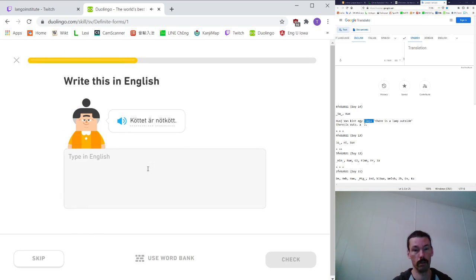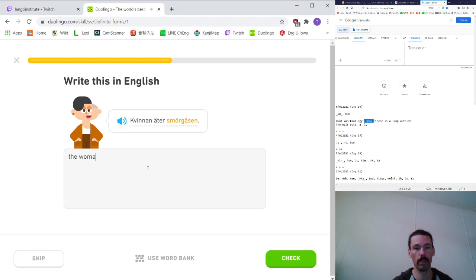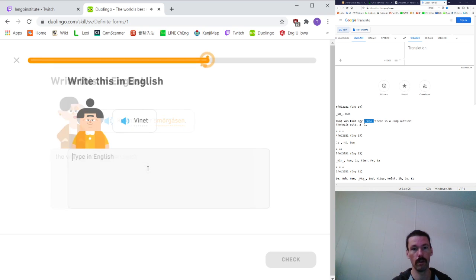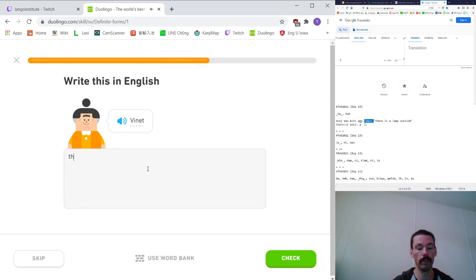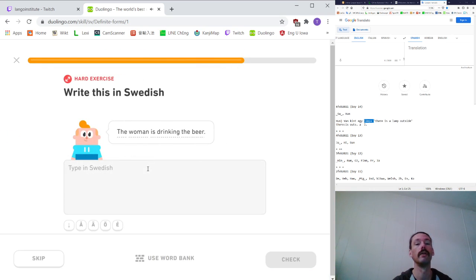Köttet är nötkött. The meat is beef. Kvinnan äter smörgåsen. Smörgås. The woman eats, and this is definite, the sandwich. Vinet. Neuter, the wine. The woman, kvinnan, dricker öl. En öl, ett öl. Ölet. Okay. I wasn't sure about the gender there. Ölet.